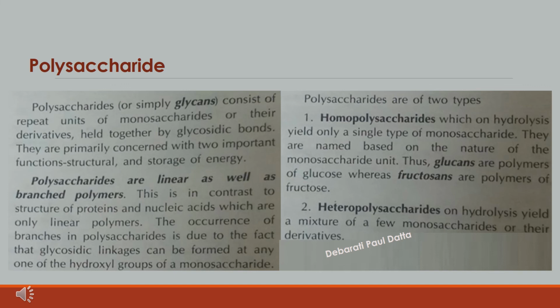Now polysaccharides are of two types. One is homopolysaccharides and the other is heteropolysaccharides. Homopolysaccharides are the polysaccharides which on hydrolysis give only a single type of monosaccharide. And heteropolysaccharides are the polysaccharides which on hydrolysis give a mixture of a few monosaccharides or their derivatives.